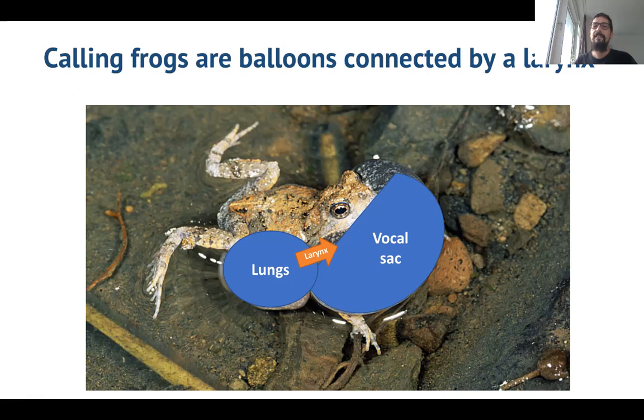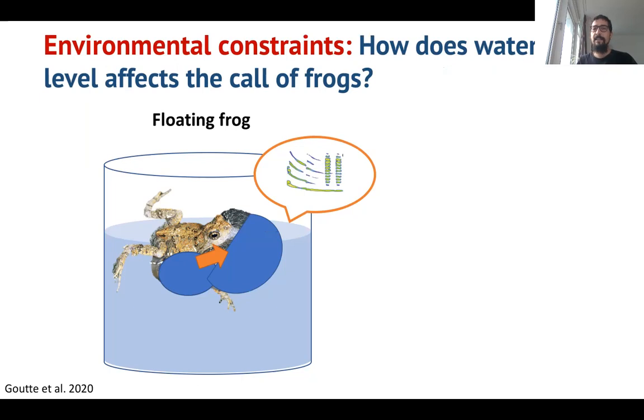So if there is any environmental influence that can impact the process of inflation or deflation of the lungs or vocal sac, then we can expect to have an impact also on the sound that this frog produces. And this is the idea that Wouter, my supervisor, tested with these Tungara frogs. So he put them into an enclosure where he could manipulate the water level. And in the meanwhile, he was recording with a microphone.